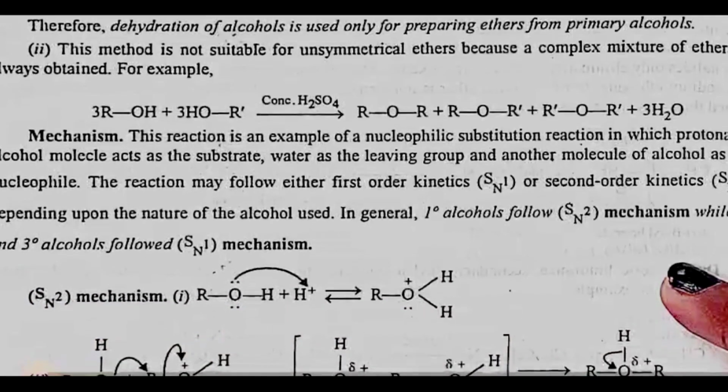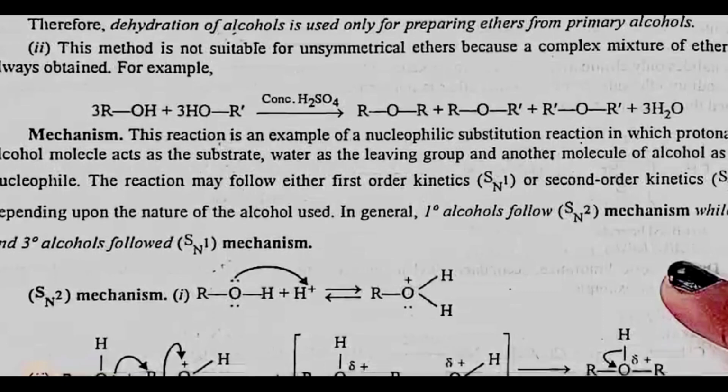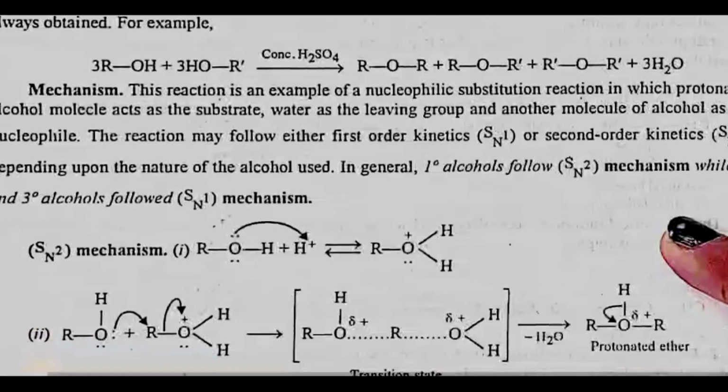Second, this method is not suitable for unsymmetrical ethers because a complex mixture of ethers is always obtained. For example, 3ROH + 3R'OH with concentrated H2SO4 gives ROR + R'OR' + ROR' + 3H2O.